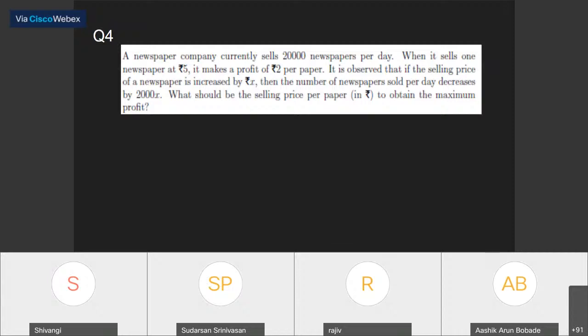So I found the vertex using minus b by 2a. Once you find the vertex, that is the point where profit is maximum. But to find the vertex, we need to find the equation, no? The equation is what I just said. I didn't say it fully, but you have to represent the new profit in terms of X, and then multiply it by the new number of papers.